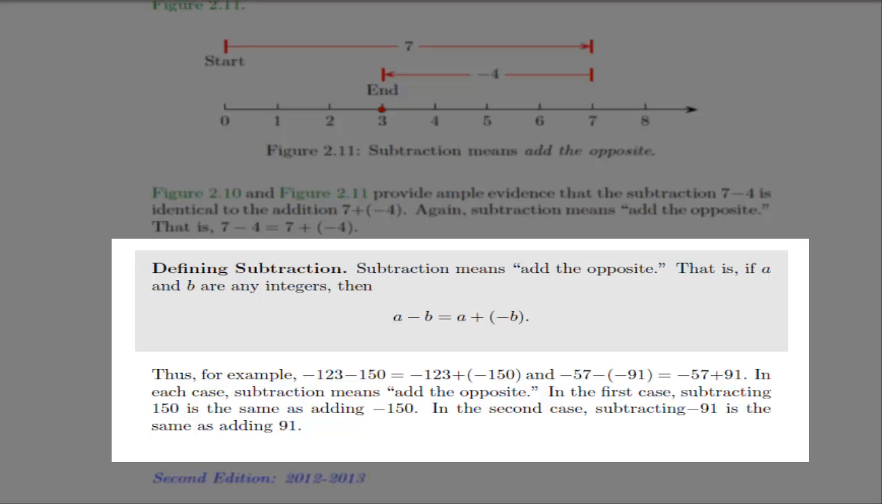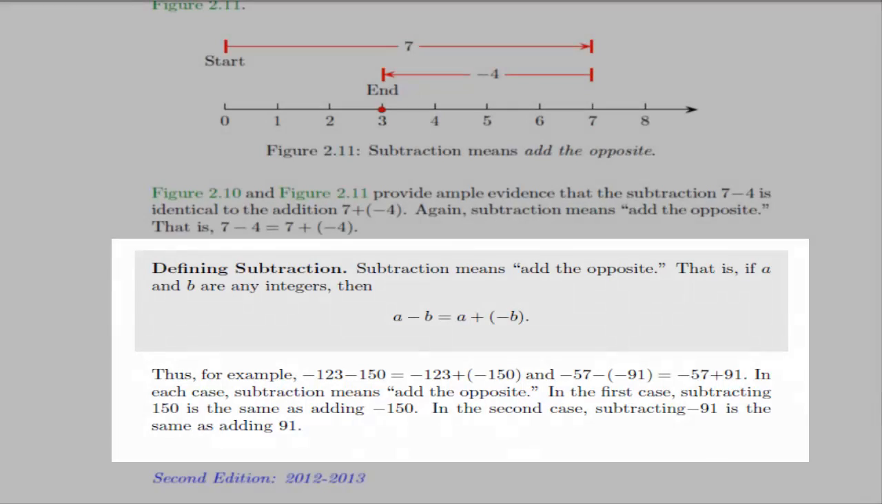Thus, for example, negative 123 minus 150 equals negative 123 plus negative 150, and negative 57 minus negative 91 equals negative 57 plus 91. In each case, subtraction means add the opposite. In the first case, subtracting 150 is the same as adding negative 150. In the second case, subtracting negative 91 is the same as adding 91.